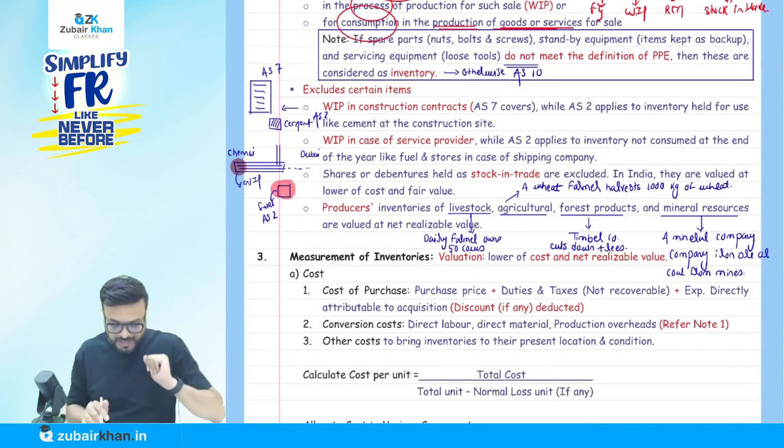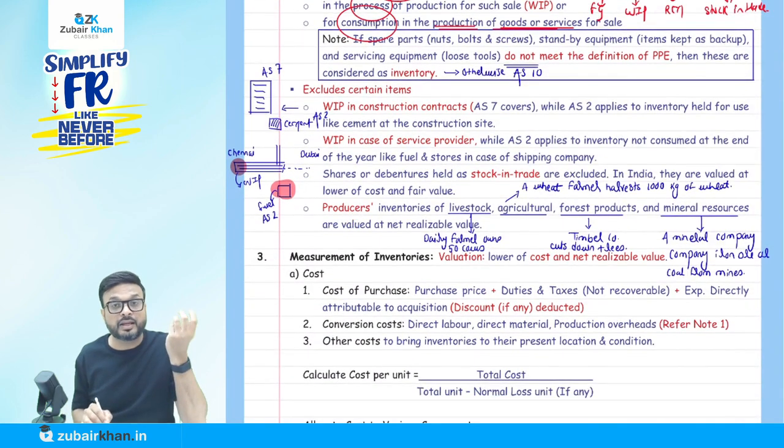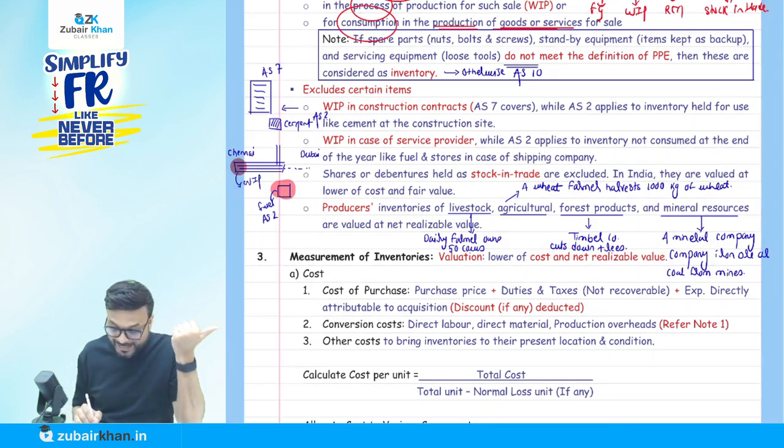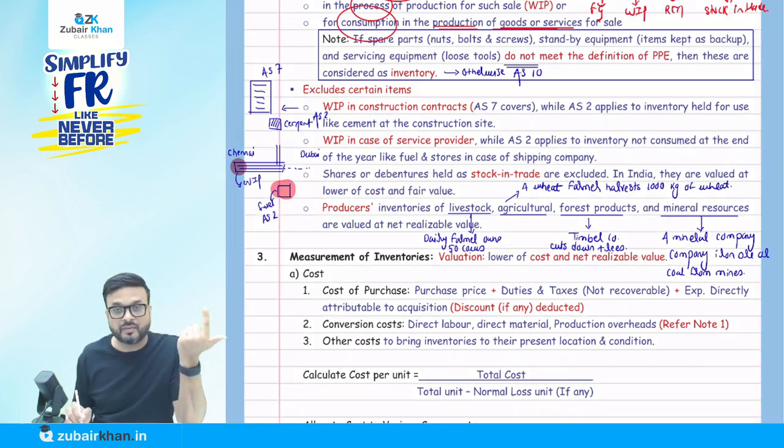Now, the last point: producers of what? Producers of inventory of what? Livestock. For example, a dairy farmer owns 50 cows. Those livestock are not covered here. Then agricultural produce: a wheat farmer harvests 1000 kg of wheat. That inventory is also not covered here.